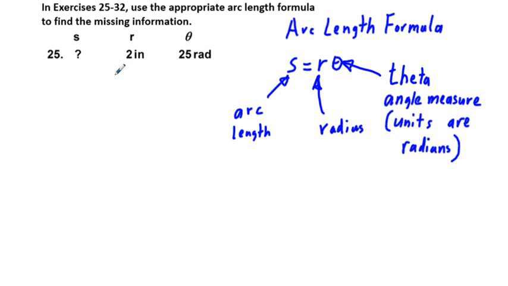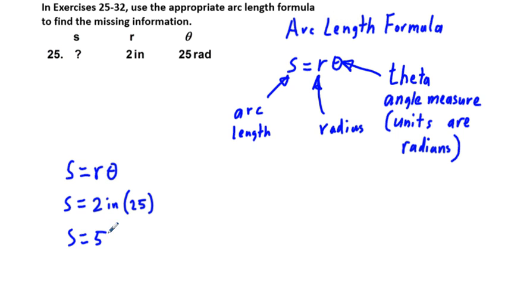So we're going to kind of explore that. Anyway, I'm going to put the formula here. S equals R theta. In this case, we're trying to solve for S. So S, our arc length, is our radius, which is 2 inches, times 25 radians. So S is going to be equal to 50 inches.